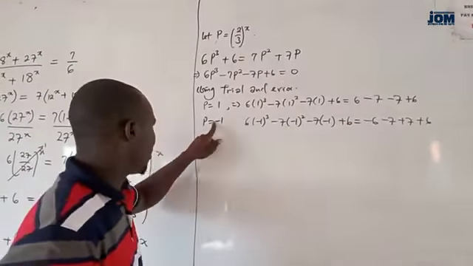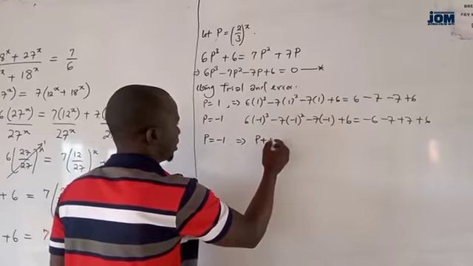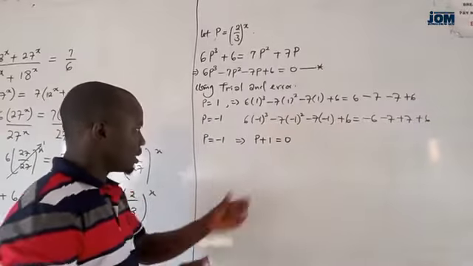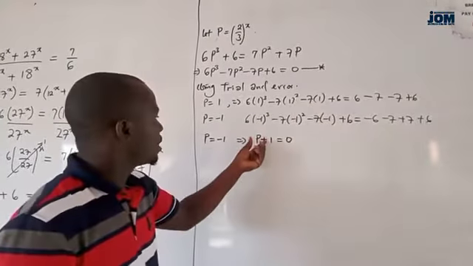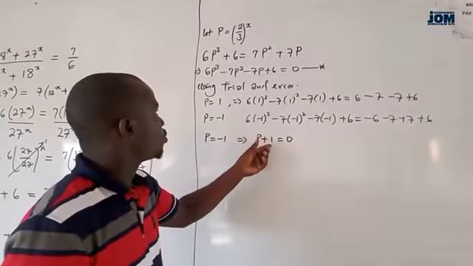Now we have gotten one of the roots of this equation. At p equal to minus 1, this equation is 0. So this also can be written as p plus 1 equal to 0. Since we got one of the roots, we're going to use this to factorize the equation using long division. p plus 1 into 6p^3 minus 7p^2 minus 7p plus 6.